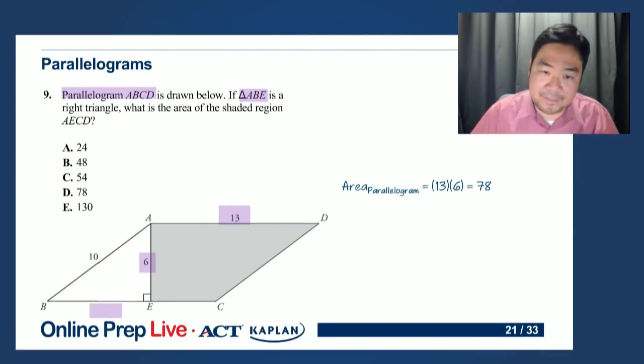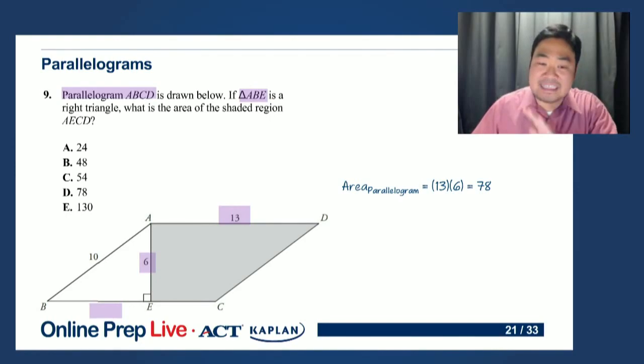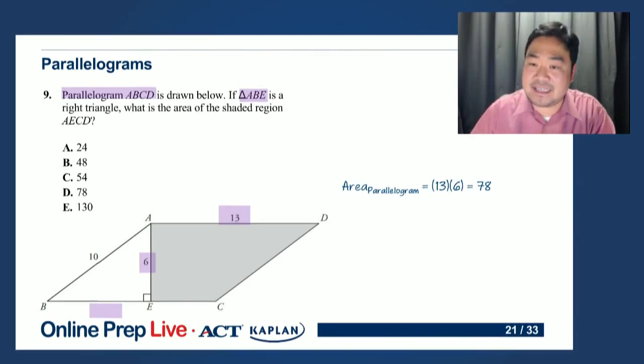Now, here's the thing. We know that that's the area of the entire parallelogram, which is 78, but we also know the shaded region is going to be a little bit less than the entire parallelogram. And you might notice you can actually get rid of a few answer choices in that way because it doesn't logically make sense here.